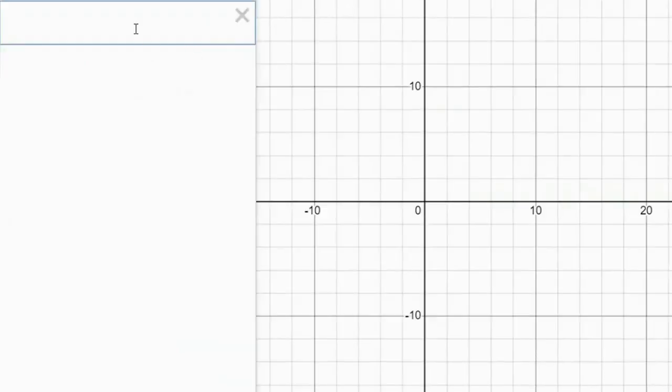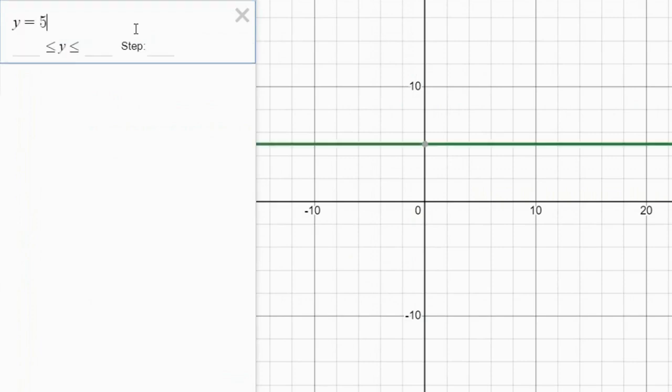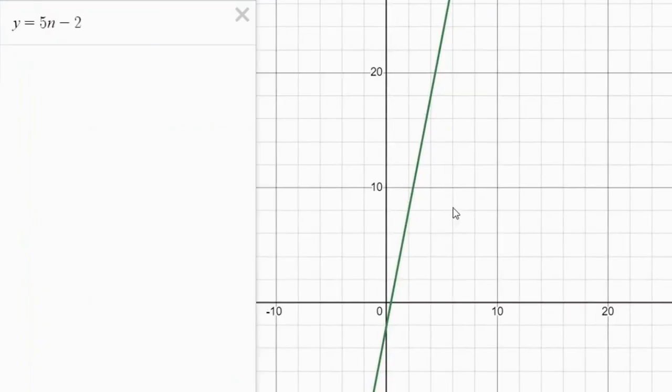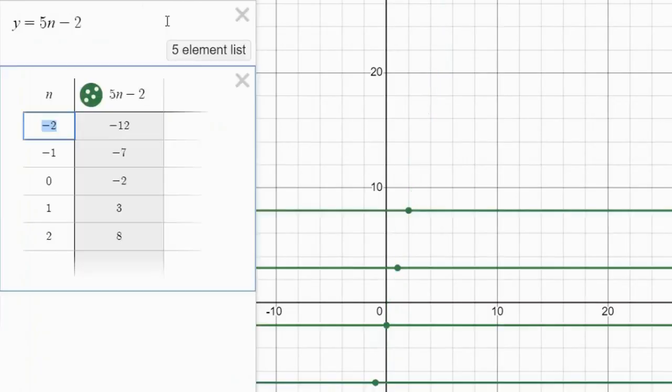We go to Desmos. y equals 5n minus 2. Now it's going to graph it as a continuous line, but we do have options here. If we go to the settings and say make a table, it's making a table of that as well.